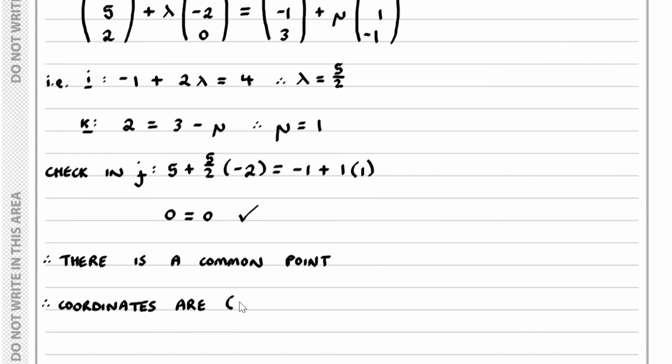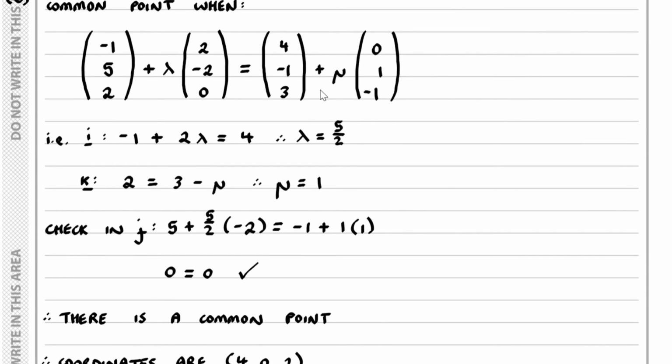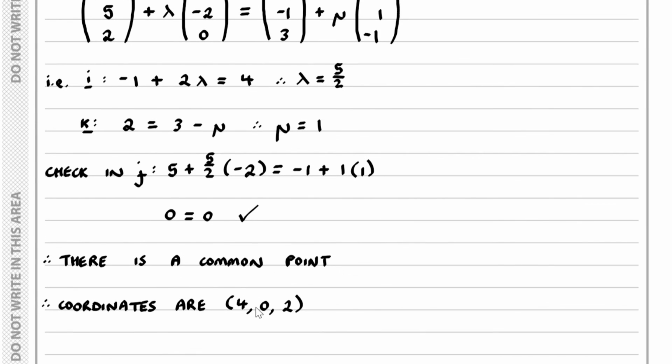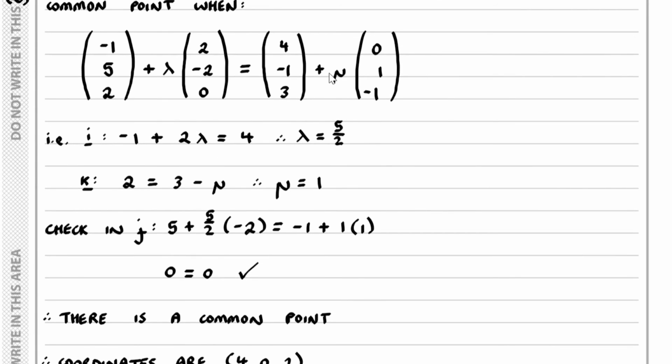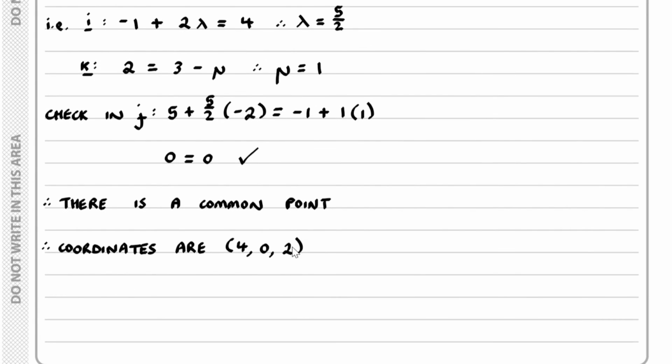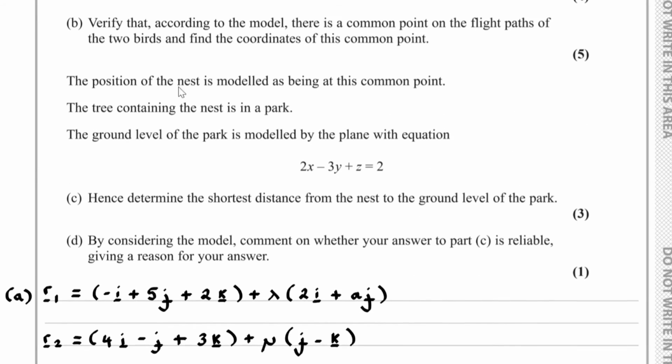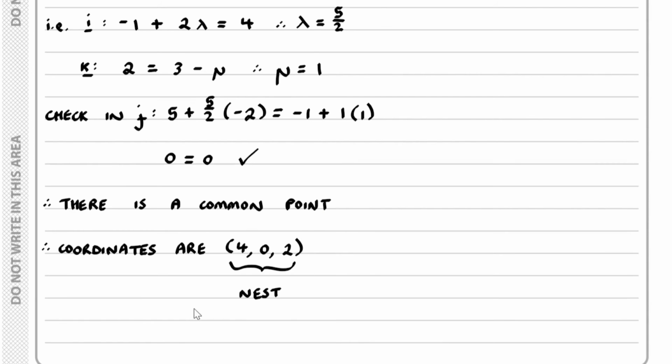The coordinates are 4, 0, 2. And the way we got that, I've got 4 plus 1 times 0, which is 0, minus 1 plus 1, that's 0, and 3 plus 1 times minus 1, that's 2. So that's how we got the coordinates. And then, for part C of the question, the position of the nest is modelled as being this common point, so this coordinate 4, 0, 2 is the coordinates of the nest.